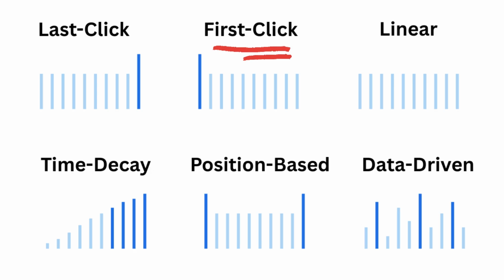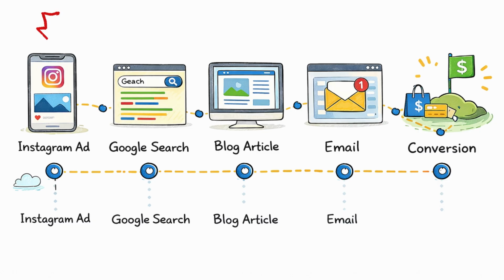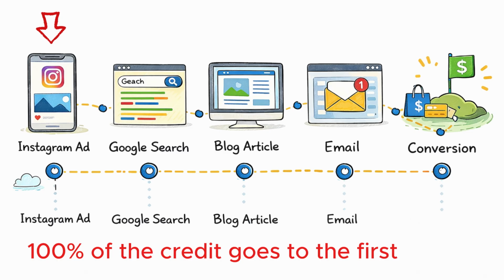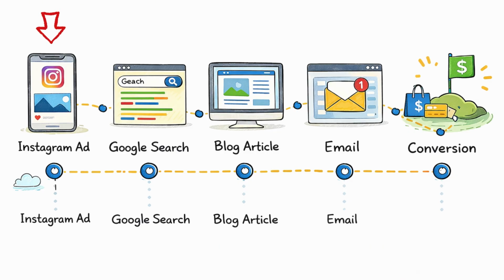First-click attribution does the opposite. Instead of the last interaction, it gives all the credit to the first interaction. So if the journey looks like this: Instagram, search, blog, email, purchase, the Instagram ad gets 100% of the credit. The idea is that the first touchpoint introduced the customer to your brand. This model is often used when marketers want to measure brand awareness channels, but it also ignores the rest of the journey.